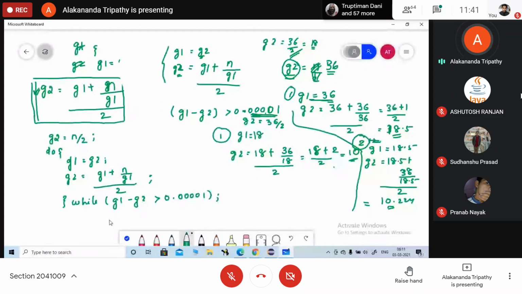Okay, and what will be your square root? Which one will be the square root? The new computed value of G2. Okay, your square root will be G2. Are you clear? Yes, ma'am. Look at the program, check the code.